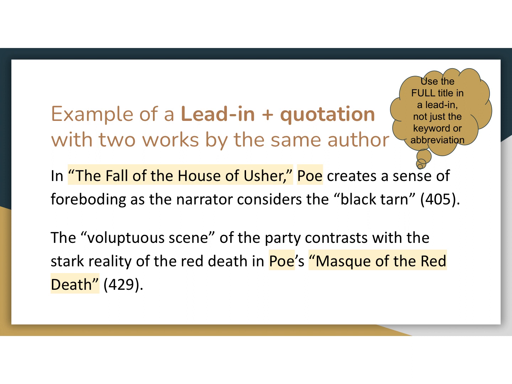And then somewhere else, anytime that I referred to that one, I would have to be clear that it's from The Fall of the House of Usher rather than from The Masque of the Red Death. I can't just say, Poe talks about a black tarn, because I wouldn't know which of the pieces from the works cited list Poe was pointing me toward. Then we've got, the voluptuous scene of the party contrasts with the stark reality of the Red Death in Poe's The Masque of the Red Death.